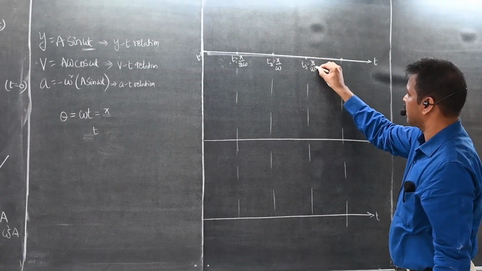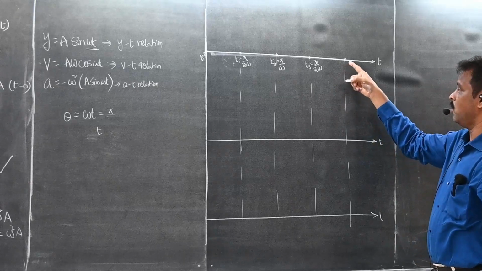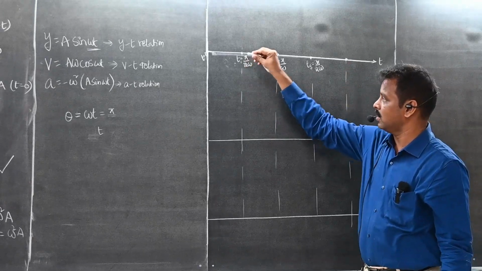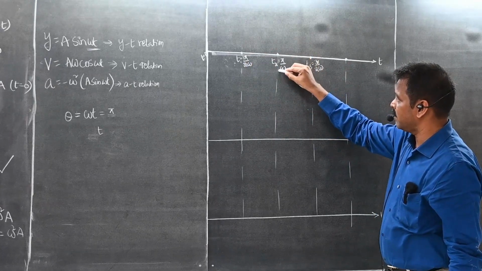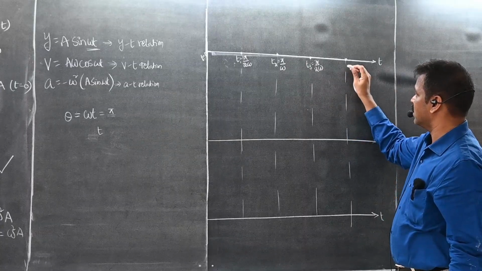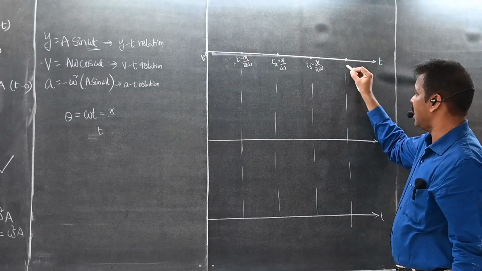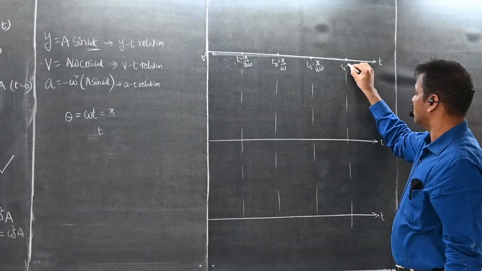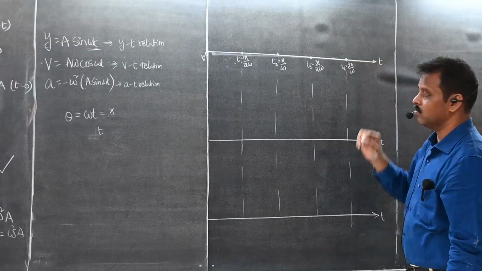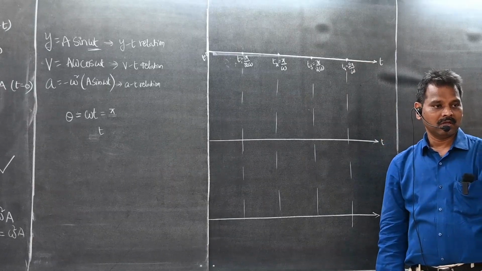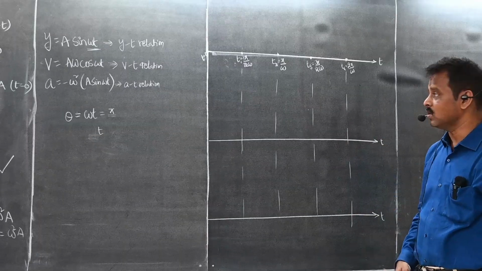3 pi by 2 omega. This is 4. If you observe this one, 1 pi by 2 omega, 2 pi by 2 omega, 3 pi by 2 omega, 4 pi by 2 omega, or simply 2 pi by omega. These are the times.